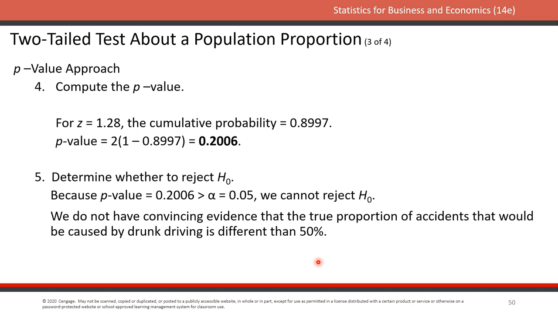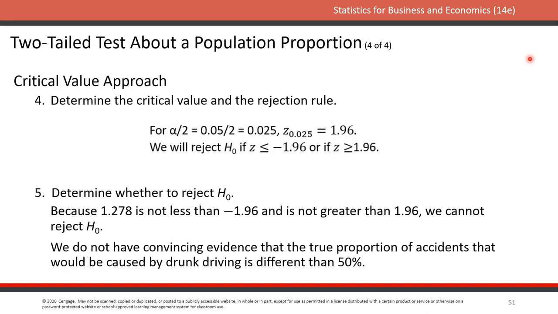So for the critical value approach, I cut my alpha in half. Again, it's because this is a two-tailed test, so I want a cutoff on the top and the bottom. And again, outside of those cutoff regions is where I get significance.